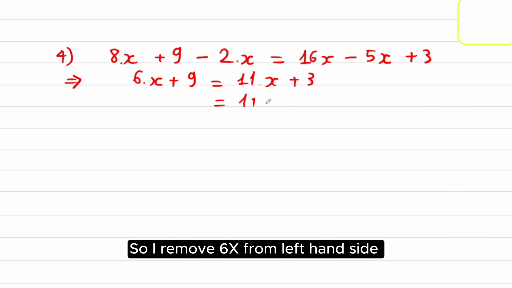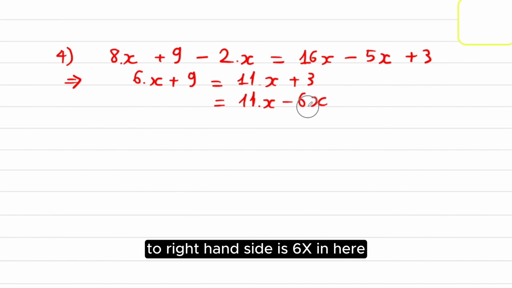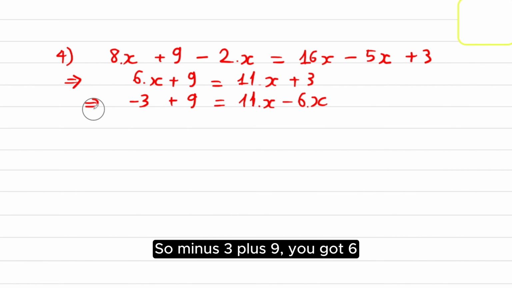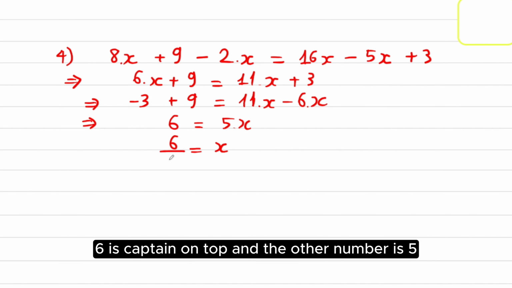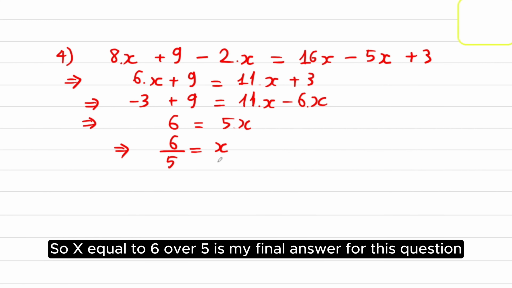So I will move 6x from the left hand side to the right hand side, so it is 6x here. And the 3 becomes -3. So -3 + 9 gives 6, and this one you have 5 times x. The x must stand alone: 6 is on top, and the other number, 5, is at the bottom. So x equals 6 over 5 is my final answer for this question.